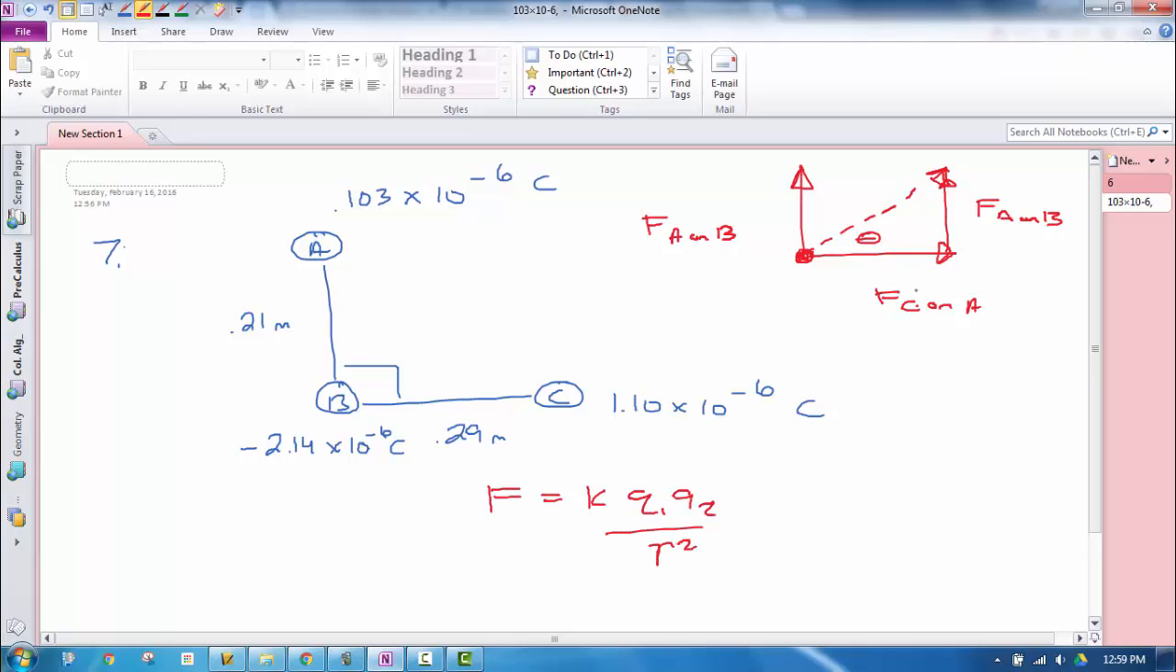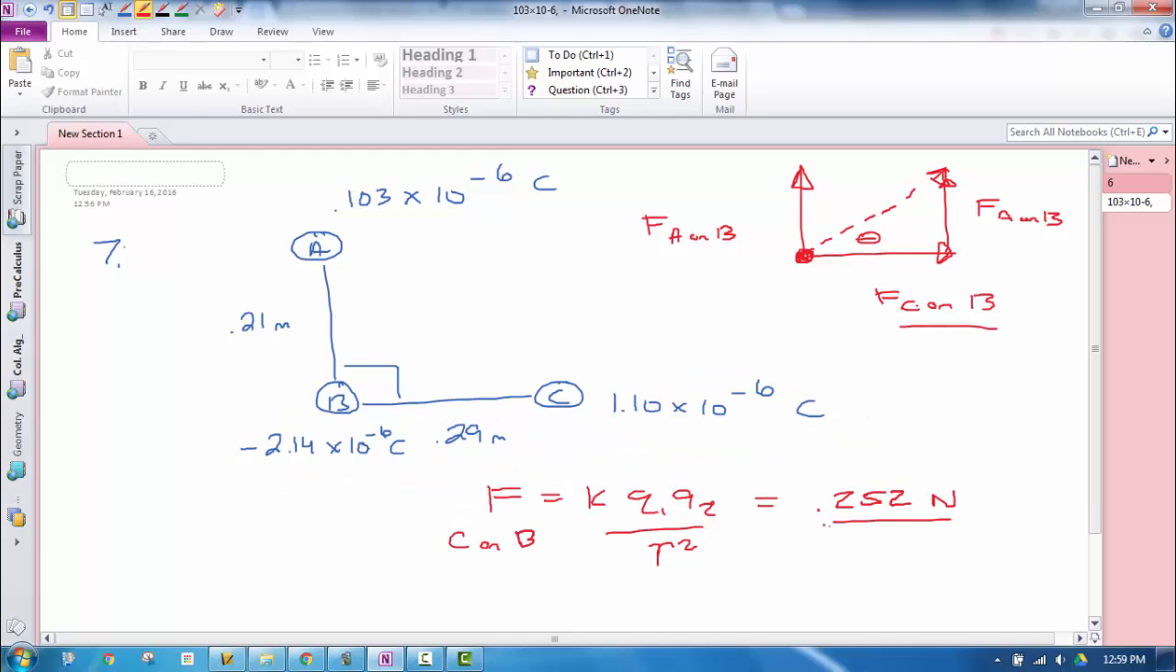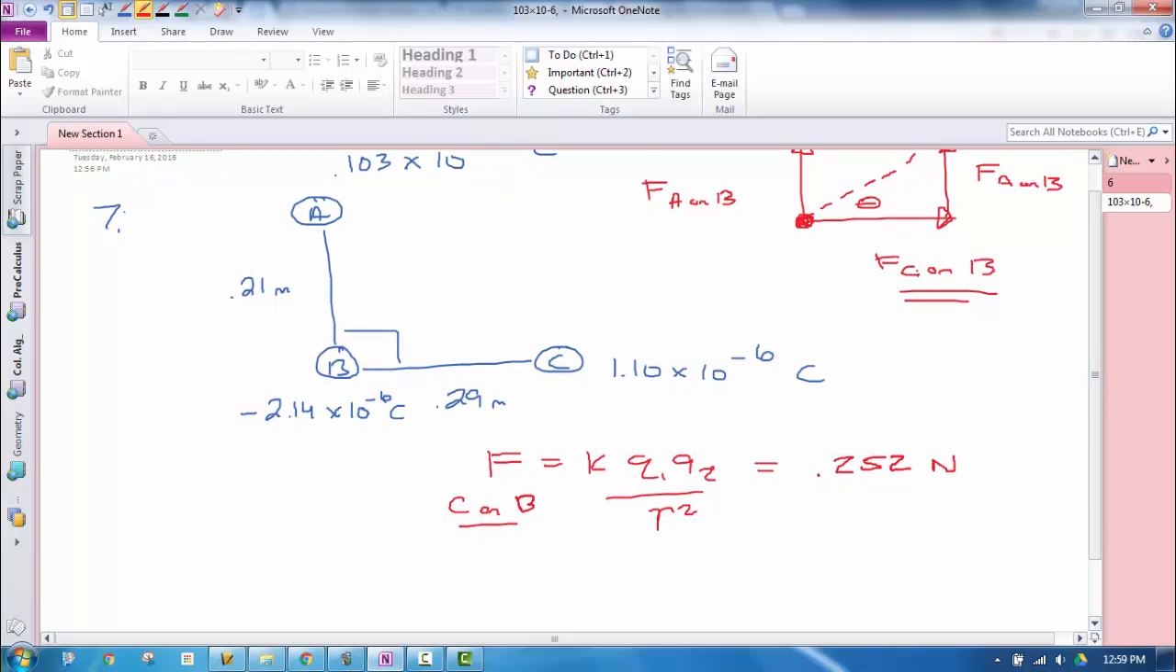So go ahead and plug in. For the first one, force of C on A, you're going to use this for Q1 and this for Q2, or vice versa, and use this for R into this formula. And if you do that, you get 0.252 newtons, and that's the force of C on B right here, not C on A. Then you're going to do the same thing. So I'm going to write that right here, 0.252 newtons.